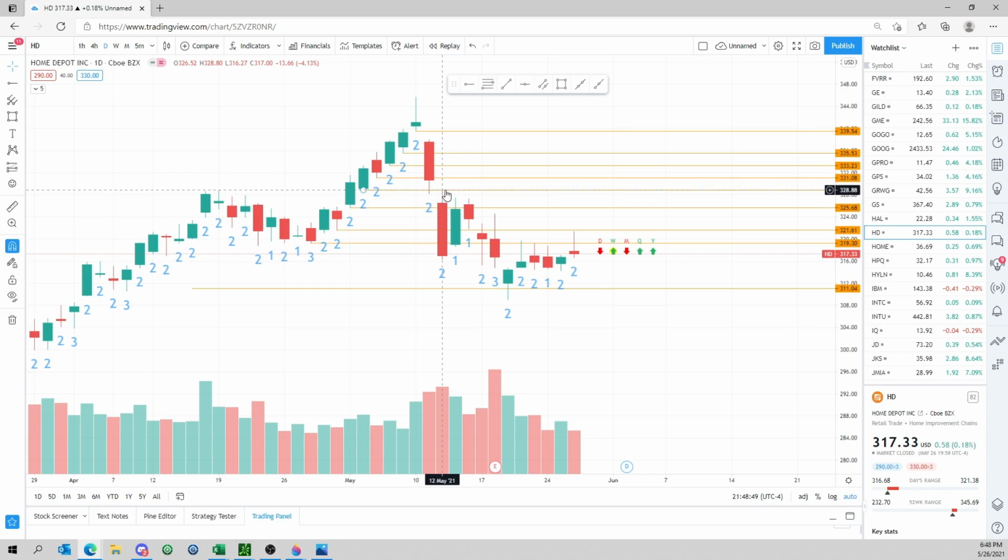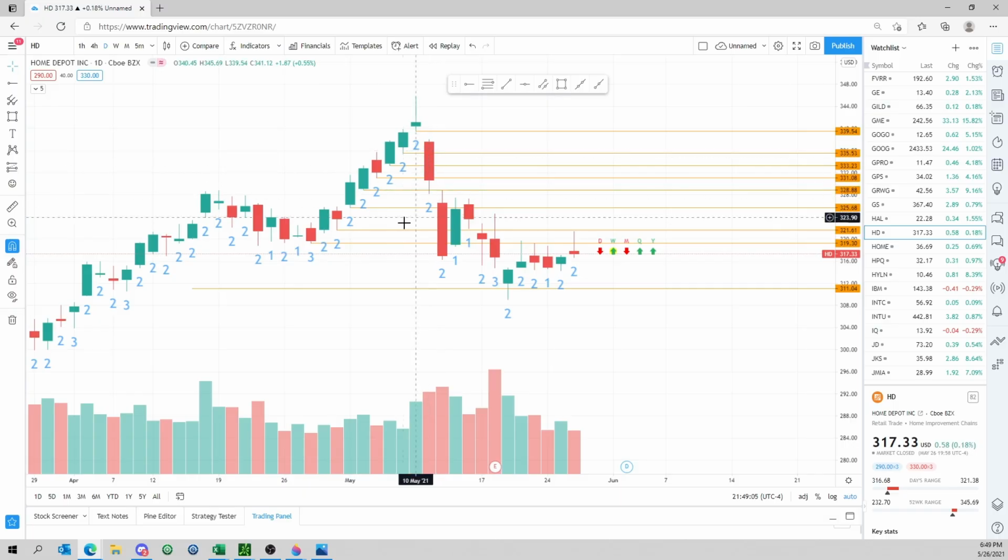It broke my breakout level and breaks up, reverses back down. Sellers are in control. So even though this is a full time frame continuity, we have our pivots.